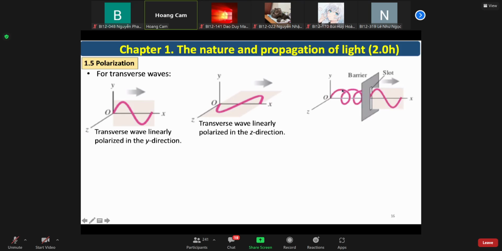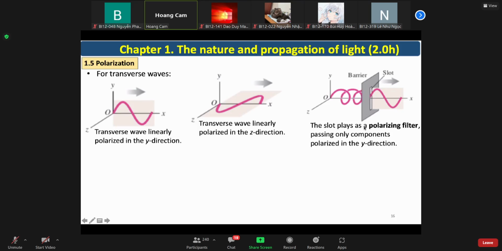And here, if you have an oscillation like this one passing through some barrier along the X axis, and if you put the slot here, so the slot which is parallel to the Y axis, only the oscillation along the Y axis can pass through this barrier. So this acts as the polarizing filter, because after passing this barrier, only the Y polarized component will be transmitted.